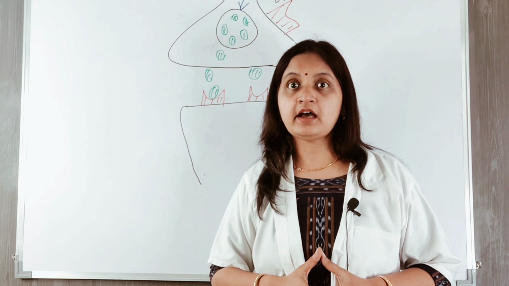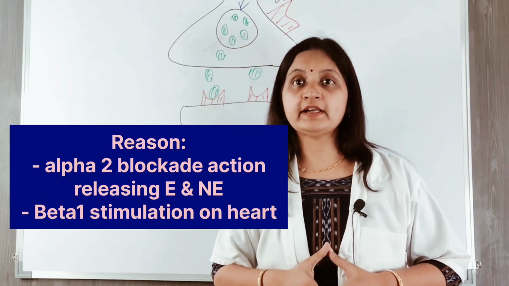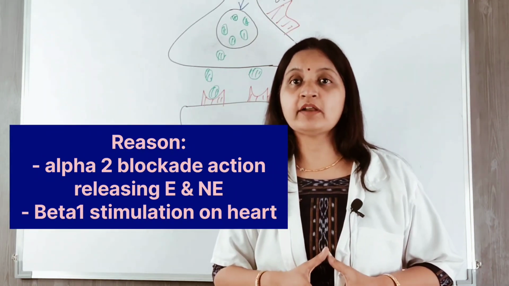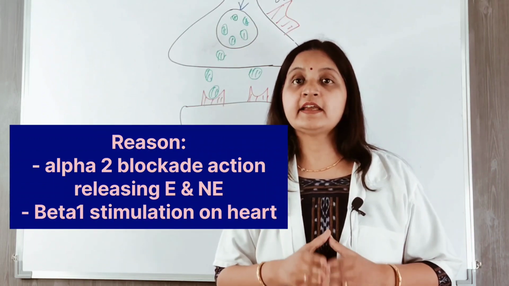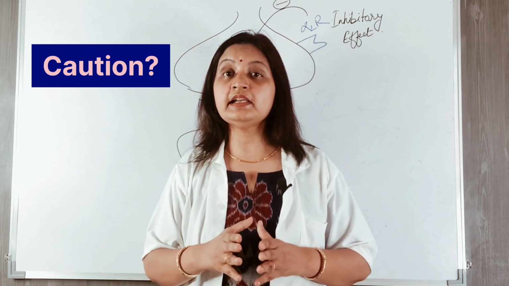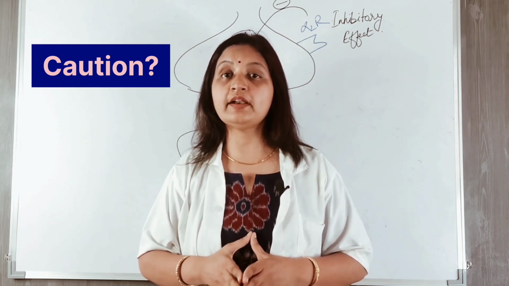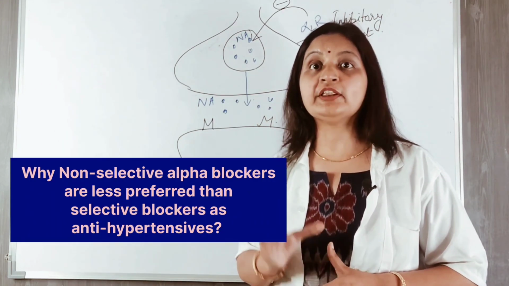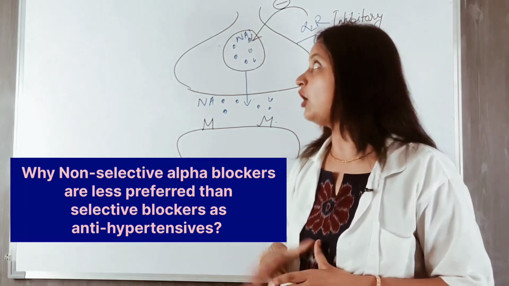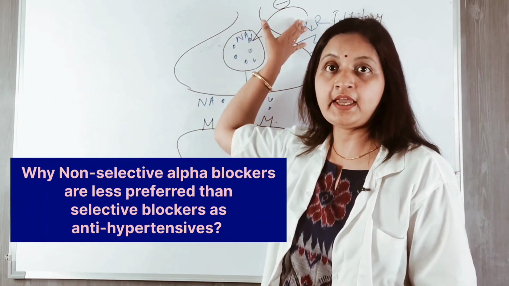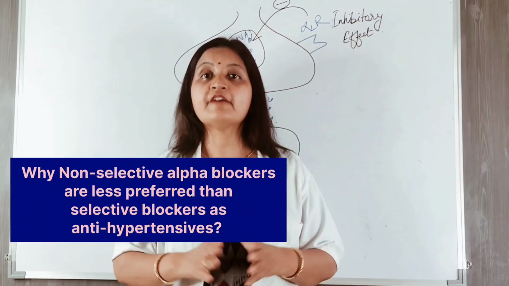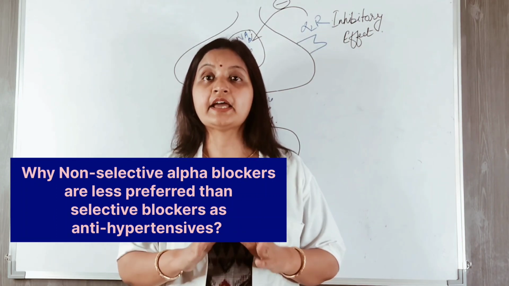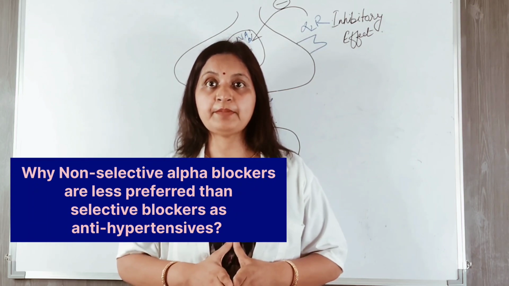So significant tachycardia occurs due to additional alpha-2 blockade action, enhancing the release of norepinephrine and epinephrine, resulting in beta-1 receptor stimulation of the heart and significant tachycardia. This is particularly a matter of concern in elderly patients who are at increased risk for cardiovascular events. So tachycardia is a side effect with non-selective alpha blockers that block alpha-2 receptors in addition to blocking the alpha-1 receptors. Therefore, non-selective alpha blockers are not preferred as antihypertensive agents as they can cause significant tachycardia in elderly patients.